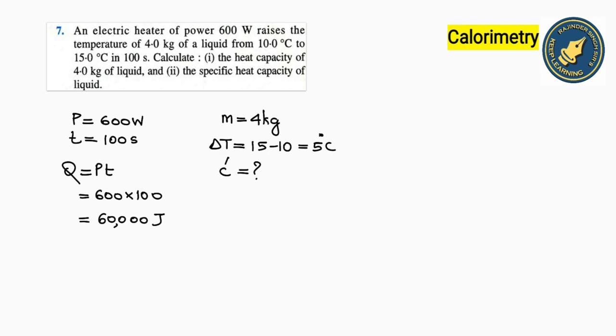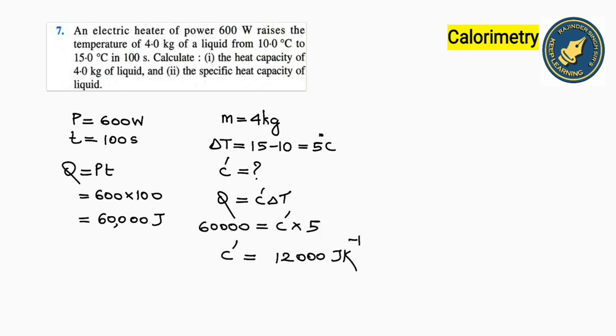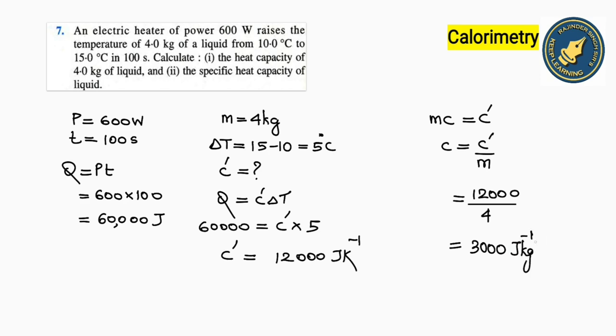In the first part, they have asked you to find the heat capacity. So we can use the formula Q is equal to C dash delta T. Q, we already know the value. Substitute over here. That is 60,000 divided by 5, that is 12,000 joules per Kelvin. Last part, find specific heat capacity. We know that C dash is M into C. We have to find the value of C, that is C dash upon M. Again, substitute the values. C dash is 12,000. So the answer is 3000 joules per kg per Kelvin.